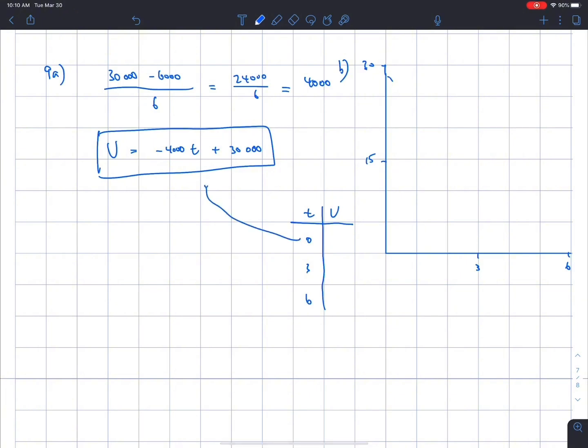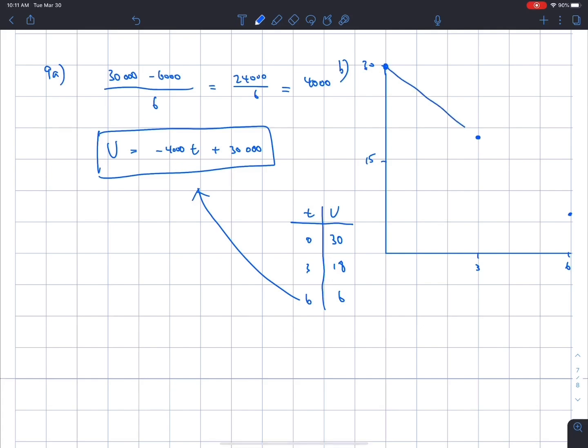So when t is 0, I will just plug it in and I'm going to get 30,000. Because these values are already in thousands, it will just be 30, right? And then if I plug in t equals 3, I get negative 4,000 times 3, which is negative 12,000, plus 30,000, I get 18,000. So for 3, I'm supposed to get 18. And then 6. 6 is 6,000. And we already know that in the question.